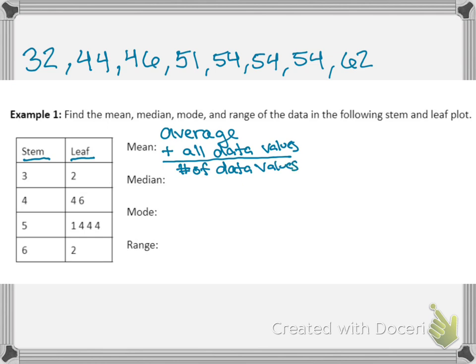So for this set of numbers right here, I added all of those together in my calculator, and that gave me 397. And I can see that I have 8 data values here. So my number of data values is 8, so I'm going to divide by 8. Typically, we write our mean as a decimal. So if I divide this in my calculator, 397 divided by 8, it gives me 49.625 as my mean.